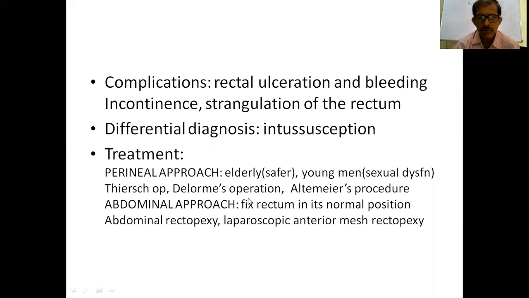Then abdominal, of course, involves fixing the rectum in its original position, and it is called rectopexy. Anything you fix is called pexy. Nowadays they are doing it as laparoscopic rectopexy, either simple fixing with thick suture material or with mesh. Both are available. So that is the abdominal approach.